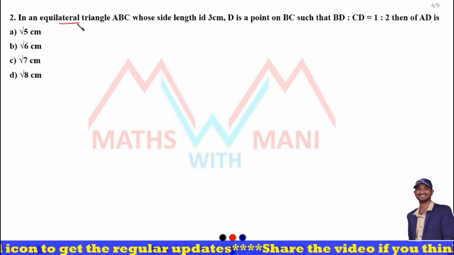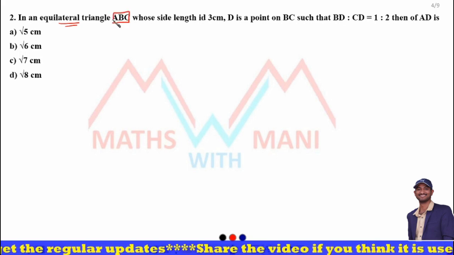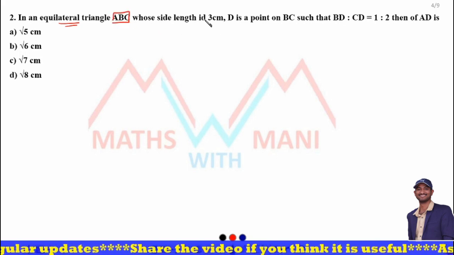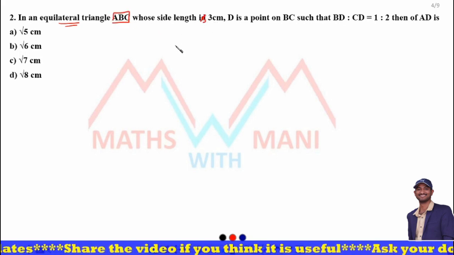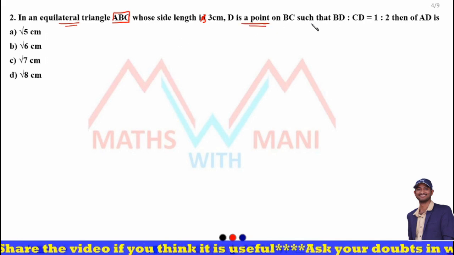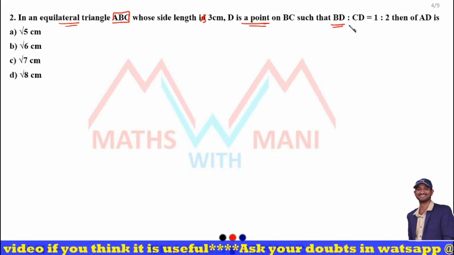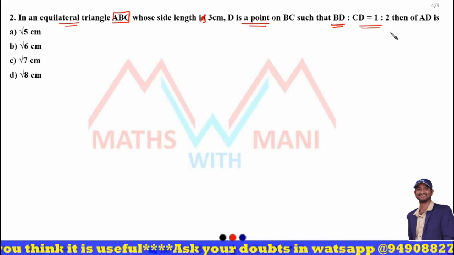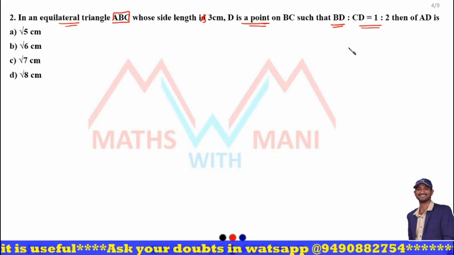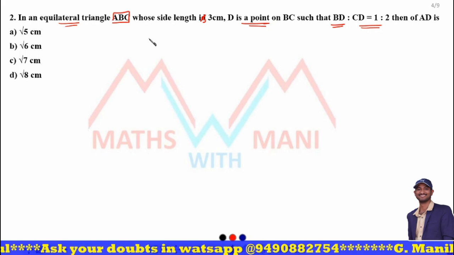Second one, look. In an equilateral triangle ABC whose side length is 3 centimeters, D is a point on BC such that BD is to CD equal to 1:2. Then what is the length of AD? So first you have to draw the diagram.